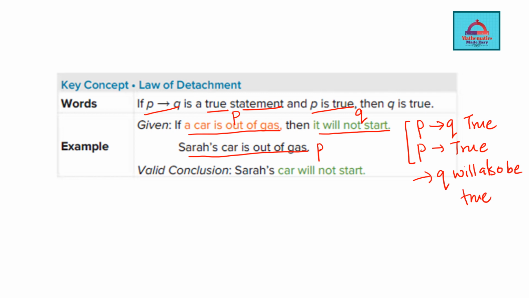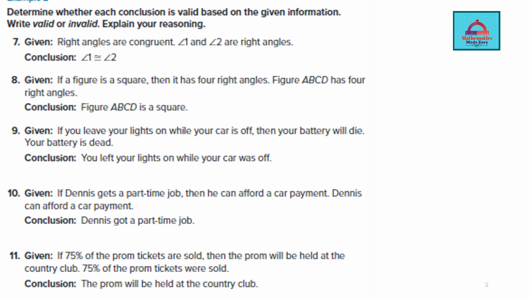So what is Q statement? Q statement is that it will not start. So there is a valid conclusion that Sarah's car will not start. So this is called law of detachment, and we are now going to use it to solve the questions. For this learning objective, I am taking the questions 7 to 11 from your math book. Here you have to determine whether each conclusion is valid based on the given information. You have to say whether it is valid or invalid and also give the reason.